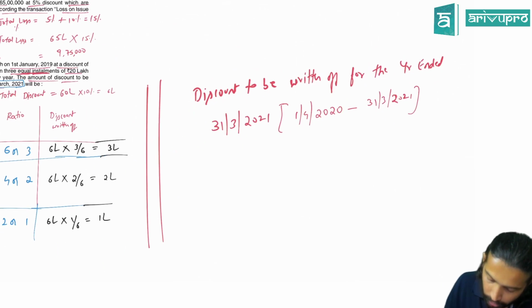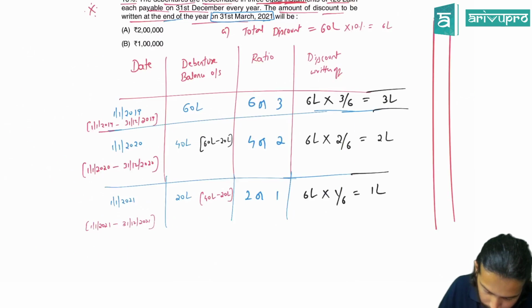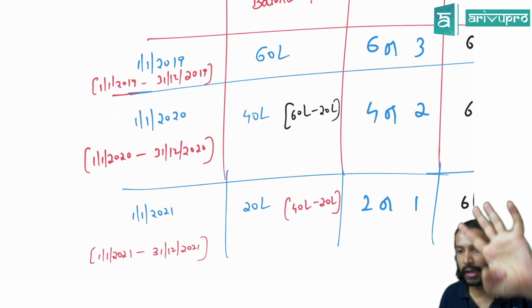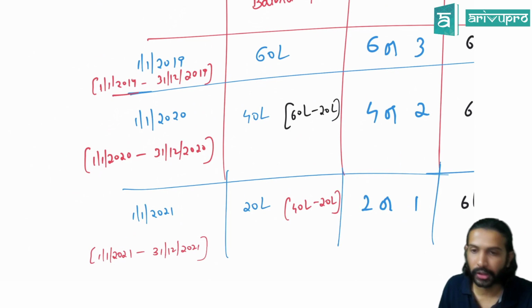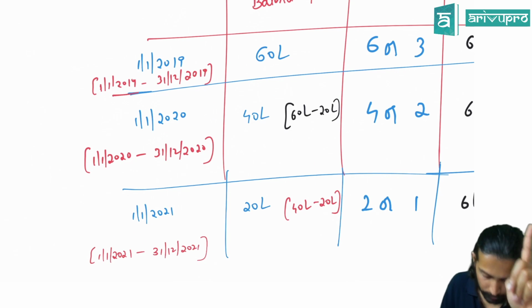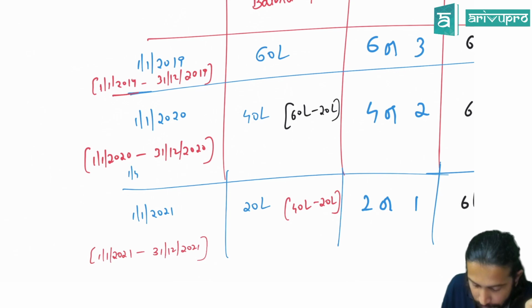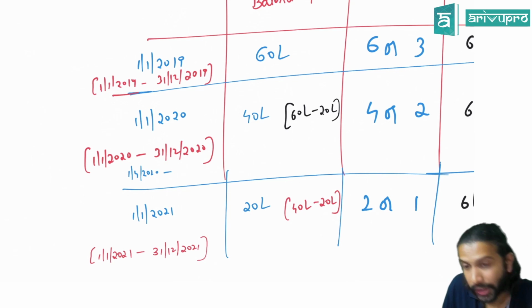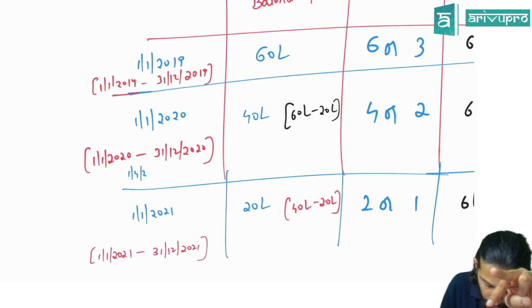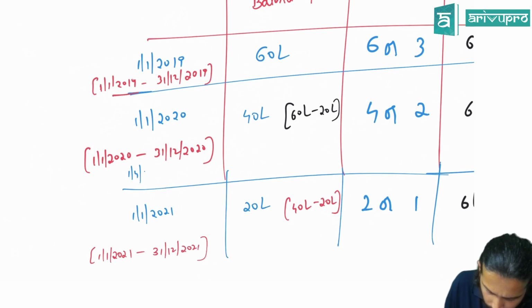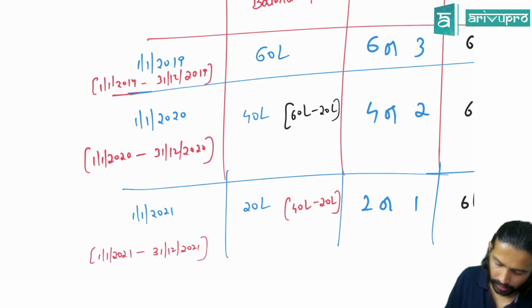Okay, check. Where does 1st April 2020 fall? 1st April 2020 falls here. We want from 1st April 2020 to 31st March 2021. 1st April will fall within this window, correct? Yes, we want from 1st April 2020 to 31st March 2021. But here, it ends on 31st December only. I mean, count from 1st April 2020. If you want, I can write it in, or here only I'll write it.